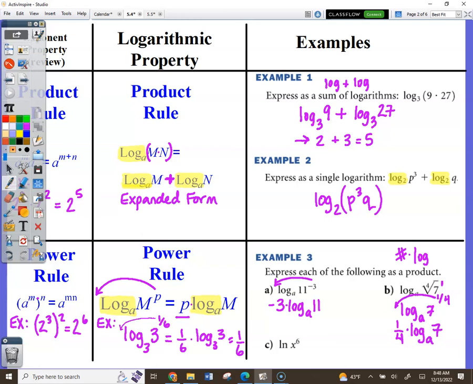Now the next one's an ln because I wanted you to make sure you understand that this all still applies to ln. Even though ln is a lot cleaner, don't forget that ln has the same product rule, power rule. So this is ln of x to the 6. So the 6 is going to move. And it's going to be 6 times ln x.